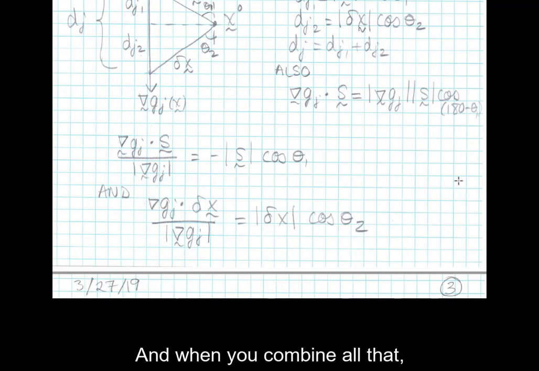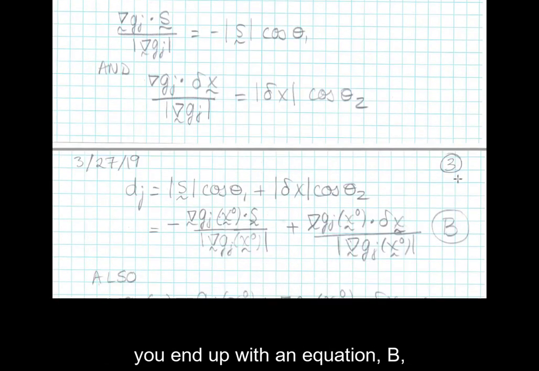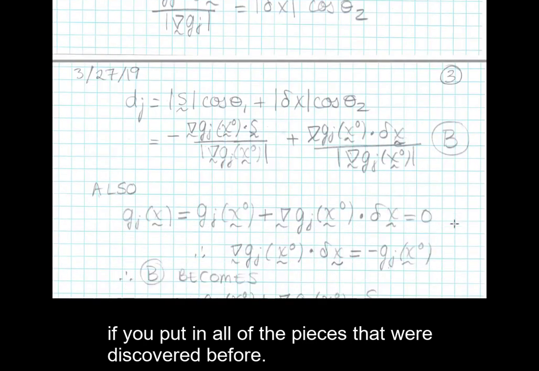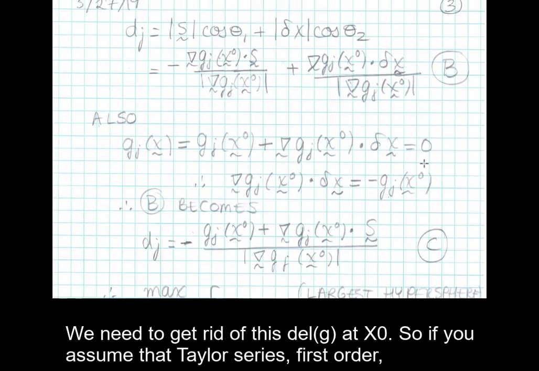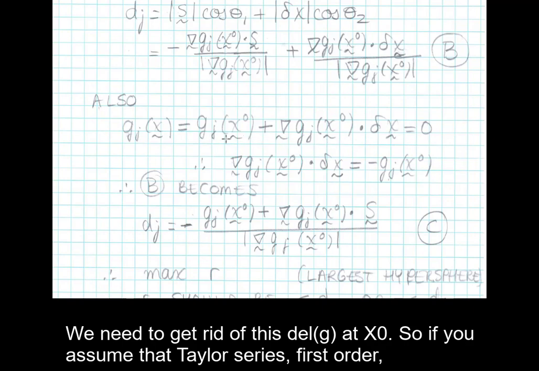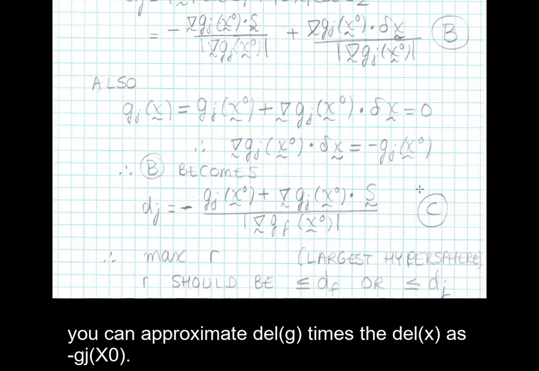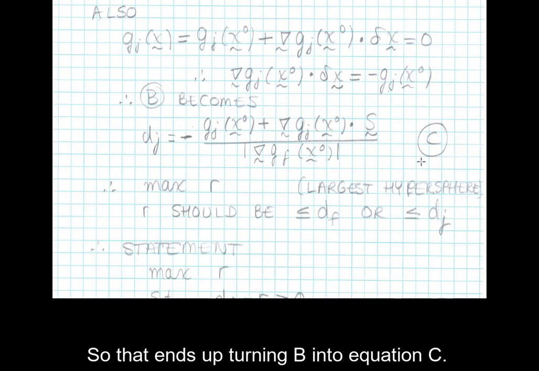When you combine all that, you end up with equation B, if you put in all of the pieces that were discovered before. We need to get rid of this del g at x0. If you assume a first-order Taylor series, you can approximate del g times del x as minus gj at x0. That turns B into equation C.